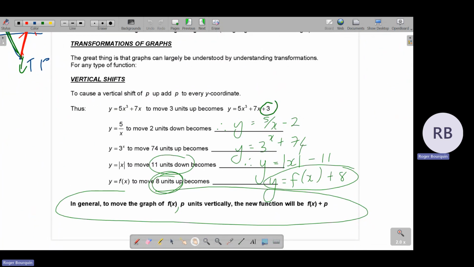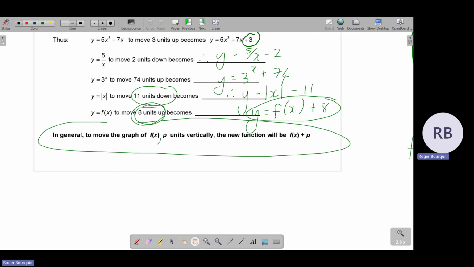First of all, we talked about any graph in the world: to move it up or down, you add the number to the end. So if you took 7x and added 3, you move it 3 up. Minus 2 is 2 down. Add 74, 74 up. This works for every graph because the y coordinate is becoming bigger. In general, for f of x, to move it p units vertically, the new function will be f of x plus p. To move things up and down, add the number to the end.